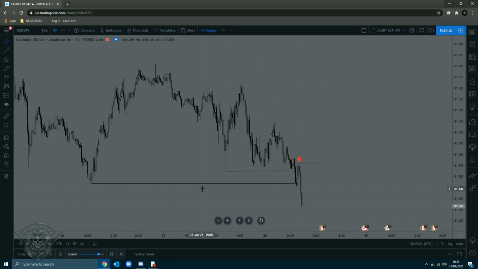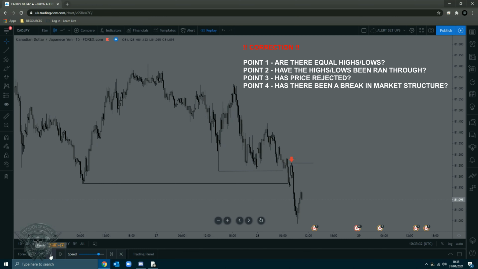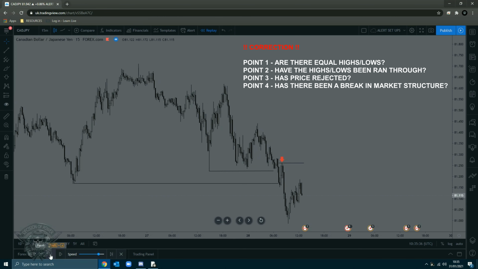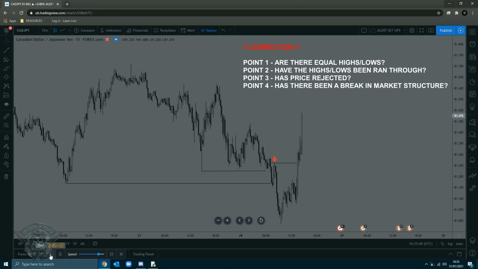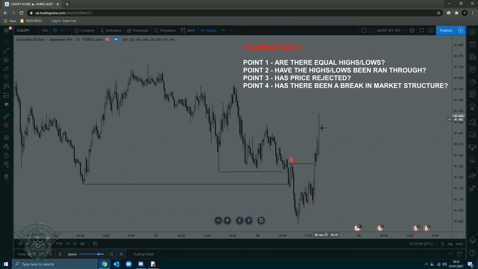So the questions I got on my trade plan then: have we got equal lows? Yes. Have we had a run through them? Yes. Now the third point in the trade plan is, have we had a break of structure? There's our break of structure. At this point here, we need to start paying attention to what's going on.